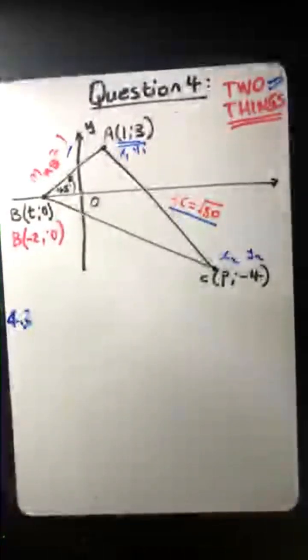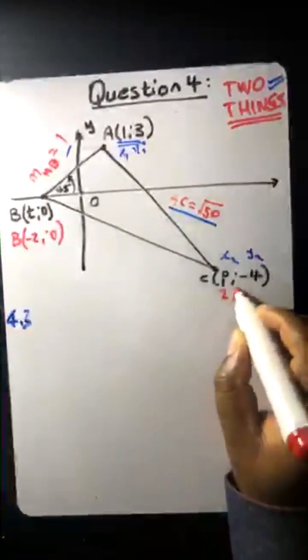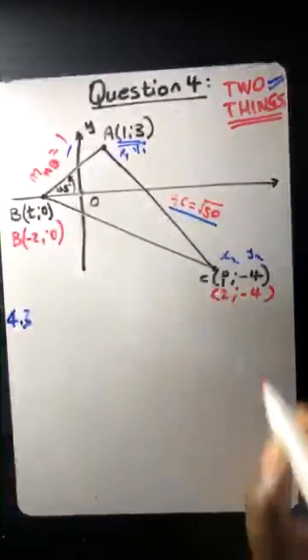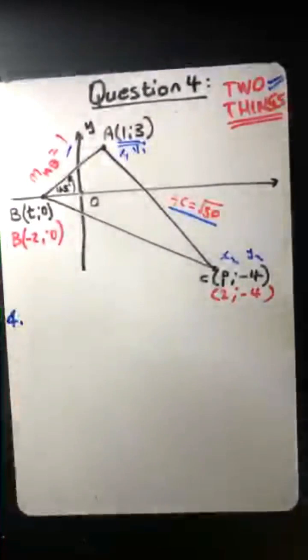Let's see. We found our p-value to be, what was it, positive 2. So let me quickly say this is what we are having, just in case we need that answer.